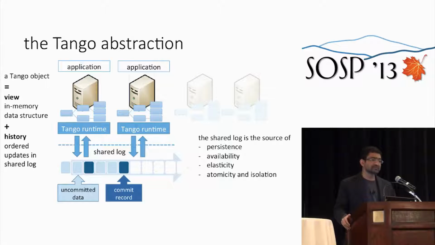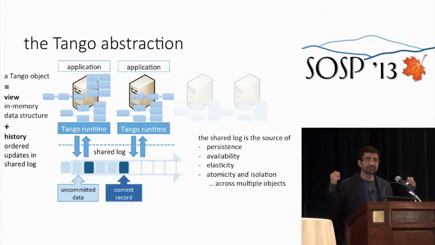We get atomicity simply by having two types of entries in the log, uncommitted updates and commit records. This is an age-old technique for getting atomicity with a shared log. But we can also get isolation, and I'll show you how we do that later in the talk. And we get these properties across multiple data structures simply by storing all the data structures on the same shared log. So this is the basic design, and this is really the most important slide in the talk because it tells you what we do.